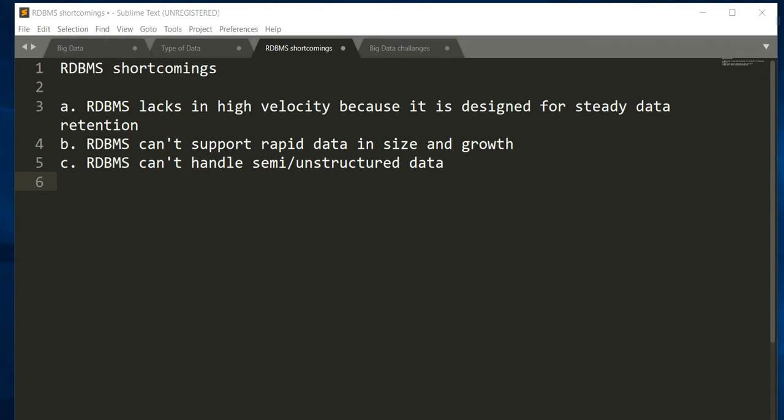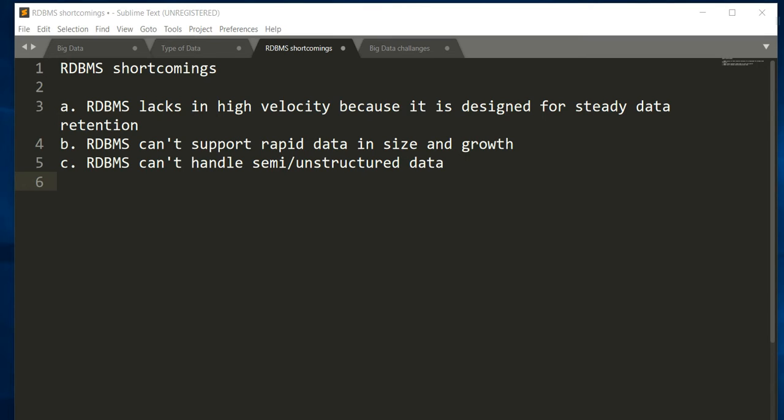So we already know that there are three types of data: the structured, semi-structured, and unstructured data. RDBMS, or the Relational Database Management System, is really good for handling the structured data, and we know that the structured data is adhering to a specific data model. But whenever the data doesn't adhere to a specific data model, it can be classified as the semi-structured or unstructured data. And relational database management system is really not very good in handling this type of data.